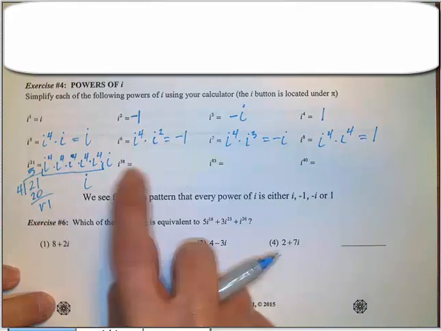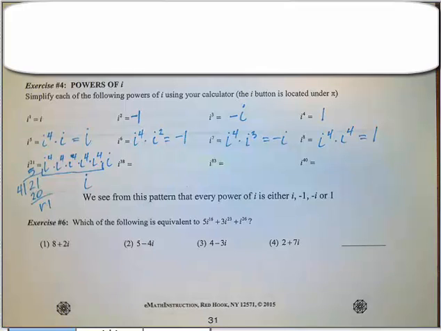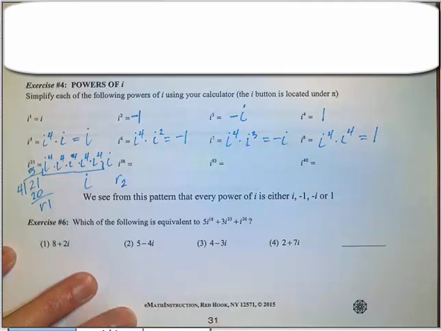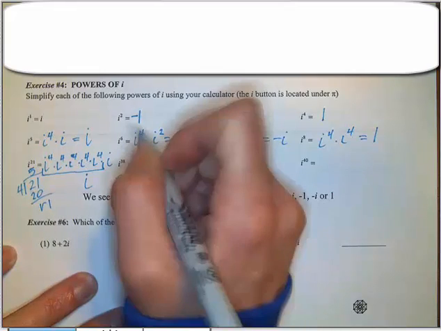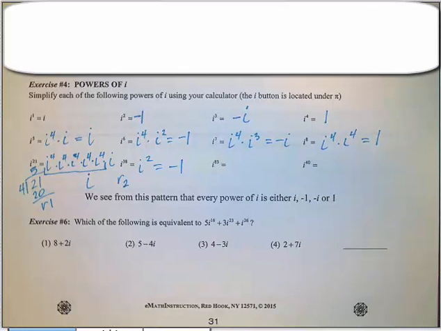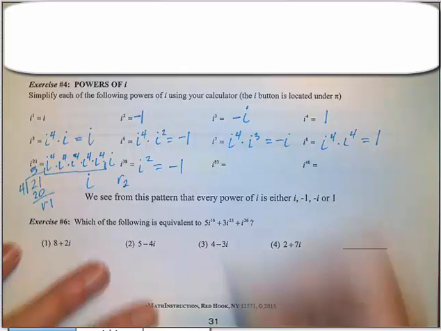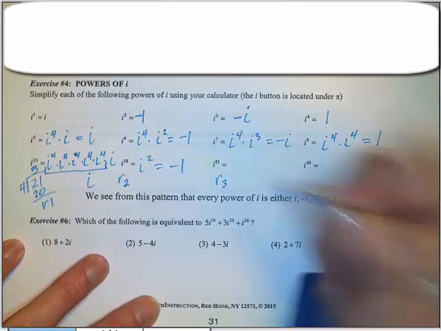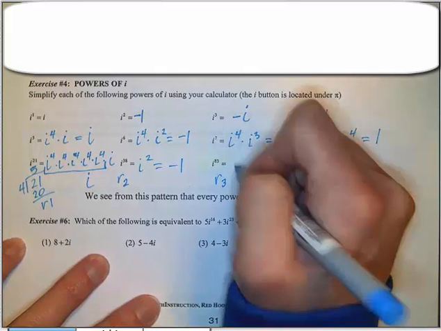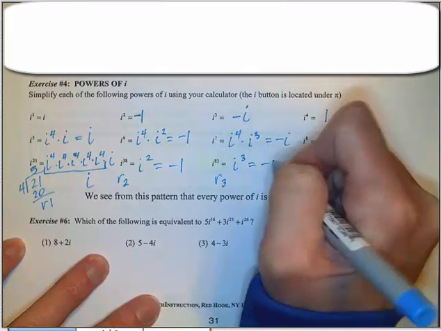So 38. Well, if you want to use your calculator, do 38 divided by 4. Make sure you put it back into a decimal, so we get 9.5. So that means I have a remainder of 2, because 0.5 is 2 quarters. So this is the same as i to the second, which is negative 1. 83 divided by 4 is 20.75. So that means the remainder is 3, because 0.75 is 3 quarters, and dividing by 4 is a quarter. So this is the same as i to the third, which is negative i.